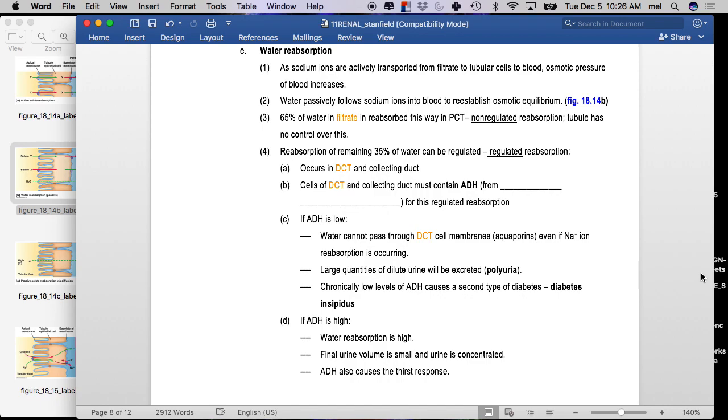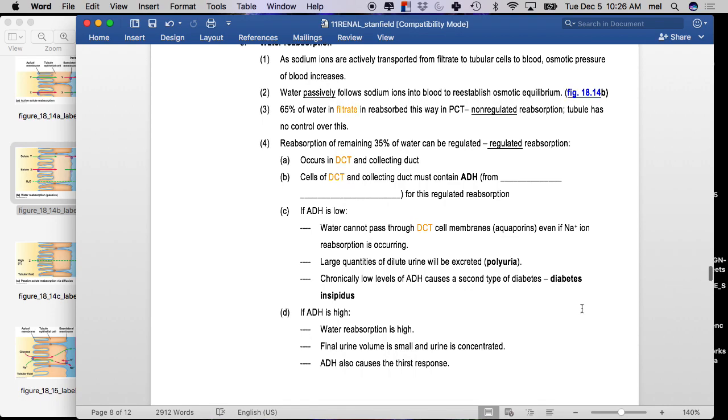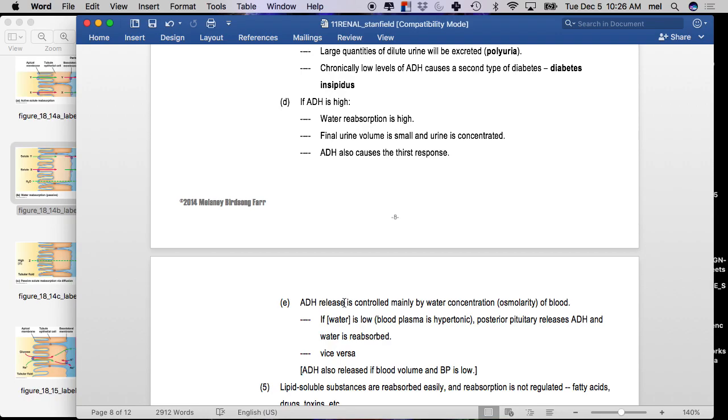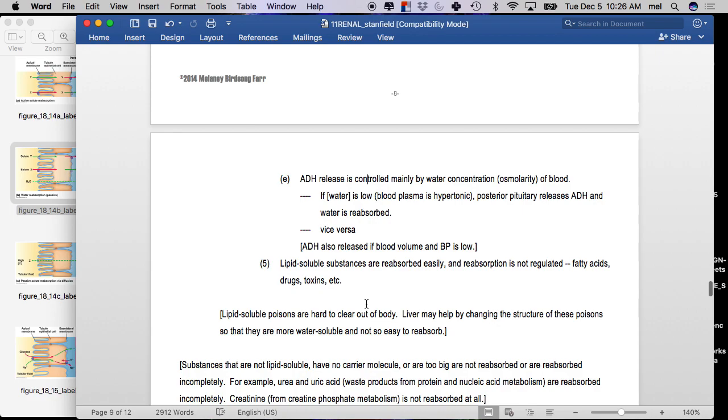Now, another situation in which ADH can be super low and cause you to pee a lot is, remember diabetes insipidus? That's a pathological situation. ADH, by the way, also causes the thirst response. So if you don't drink a lot, you don't pee a lot, and you get thirsty. Amazing. I feel really brilliant right now. So ADH release is controlled mainly by the water concentration of the blood being detected in the brain. We talked about that.